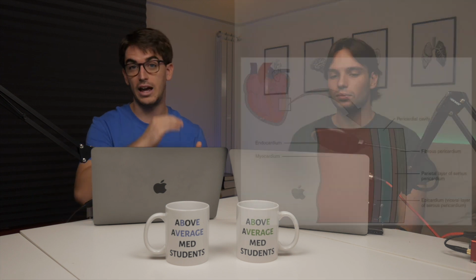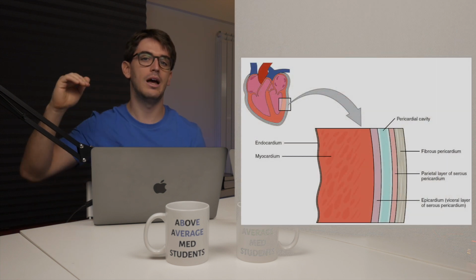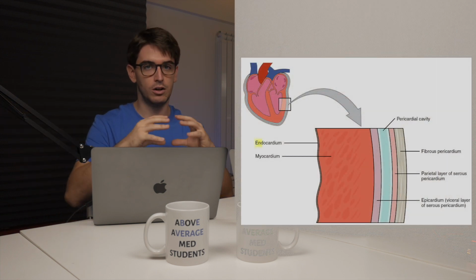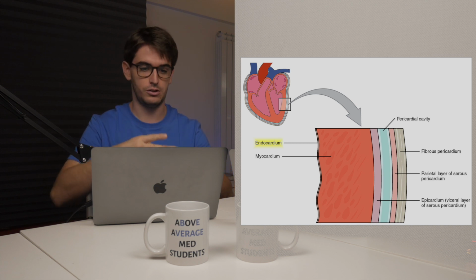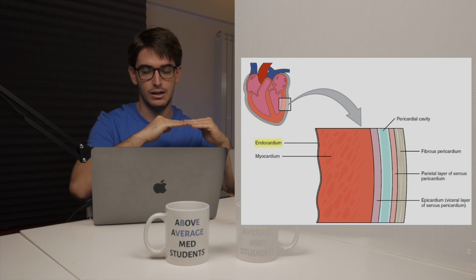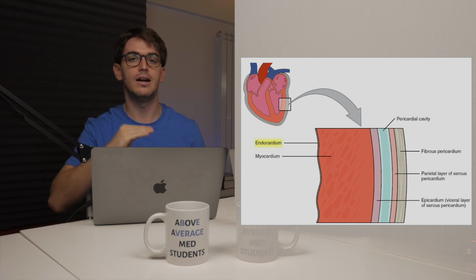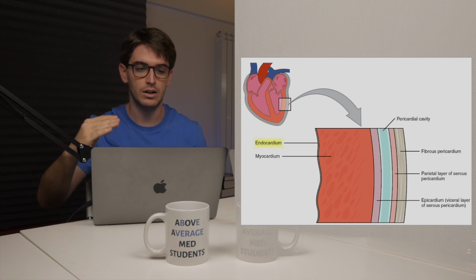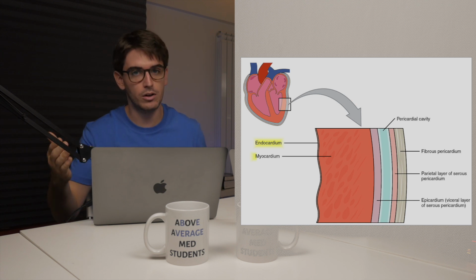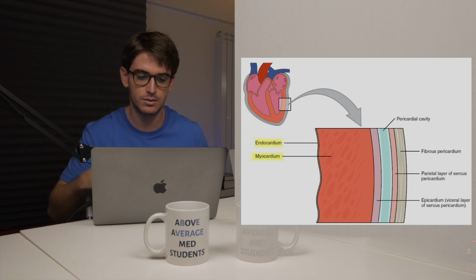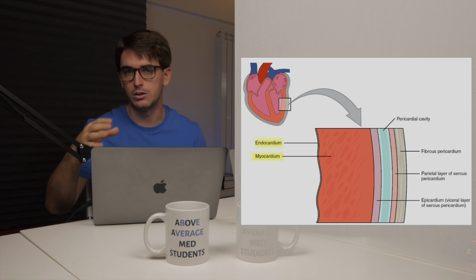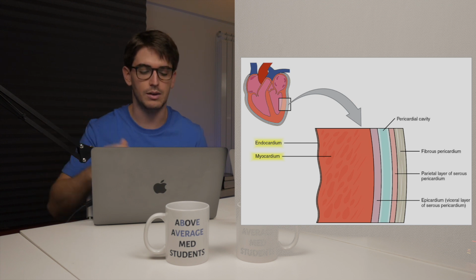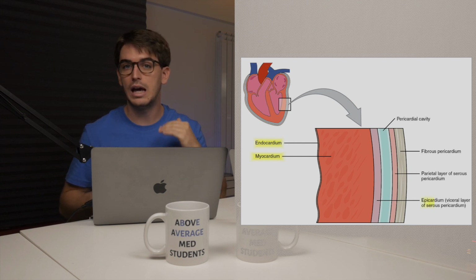Okay, so let's briefly recap the layers of the heart. Going from inside to outside, we have endocardium, myocardium, epicardium. Endocardium is itself divided in 2 layers. We have the inner layer of endothelial cells and the outer layer of connective tissue. Then we have the myocardium, which is made of cardiomyocytes. Remember the intercalated discs with the desmosomes and gap junctions. Then we have the epicardium.